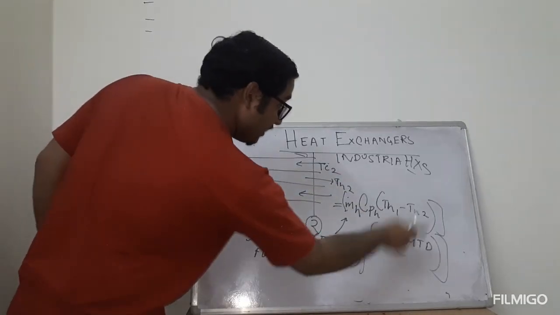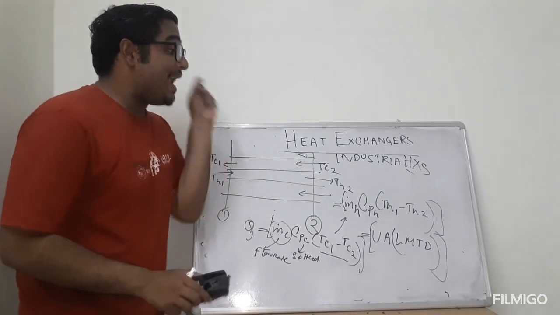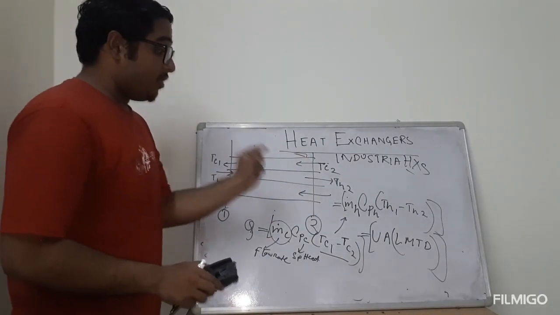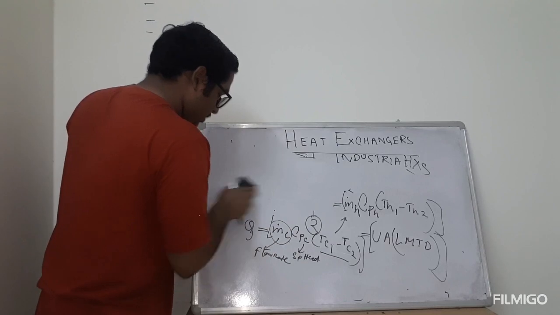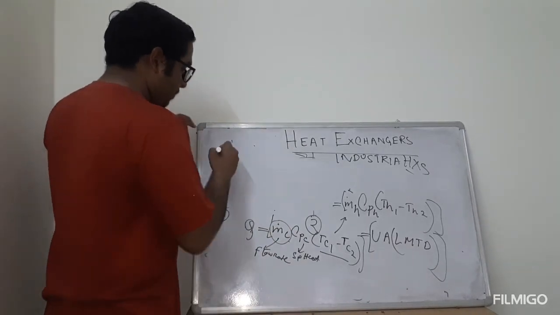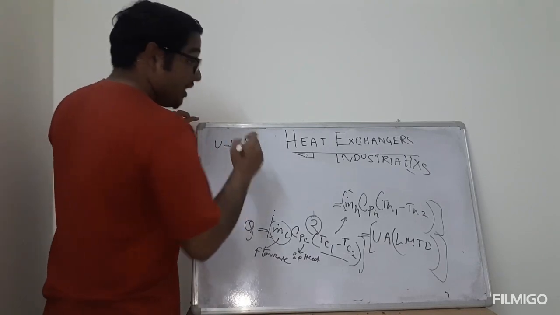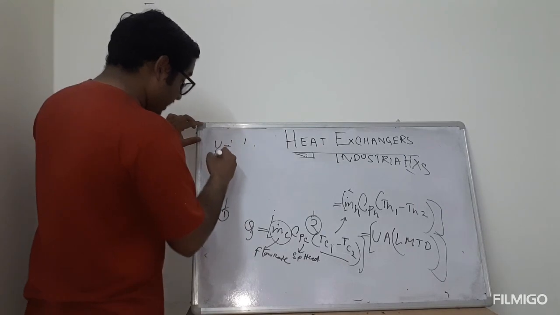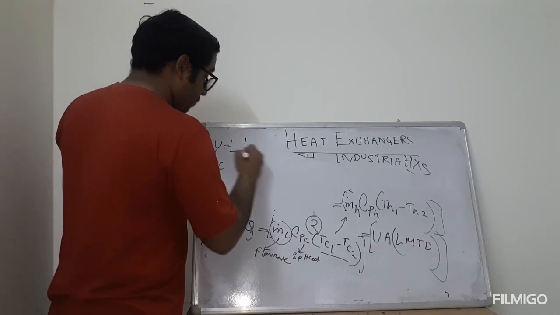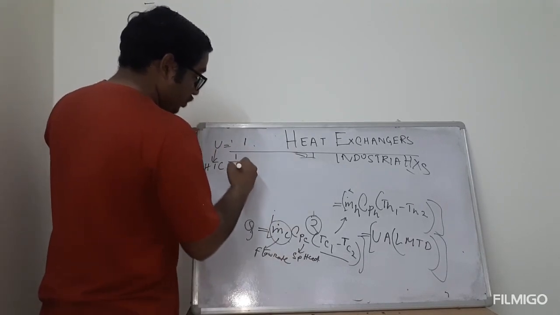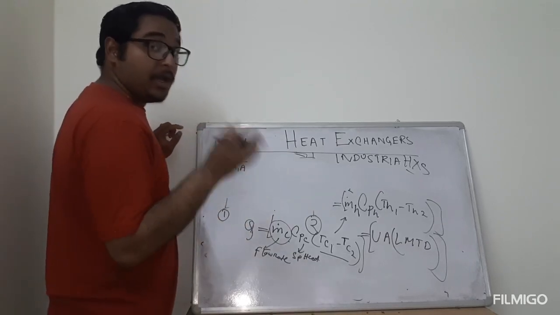Now what is U A LMTD? Very important. Very, very important questions frequently come in interviews and GATE from this particular formula. Just remember this. U A LMTD has a separate derivation. U is nothing but, remember this, the heat transfer coefficient. I'm writing this as HTC. It is nothing but 1 by h1 A plus, that is hot fluid specific.